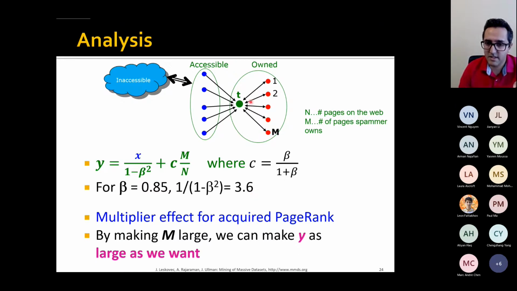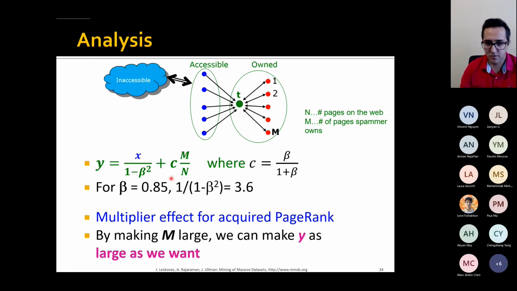And the reason this happens is because of this thing that we created here, that we get the score and we don't really give it to anyone. We give it to these farm pages and they give it back to me, right? So that's why it multiplies the effect. And now, I got some score from accessible pages, right? That's part of my score. And then I also have this part. So if it's not enough, I can increase M, the number of farm pages, so that we get the score that I wanted. Because this is basically a linear relationship. So it's M over N. So if I want to double the score I get from the farm pages, I just double the number of pages that I have. Make sense?